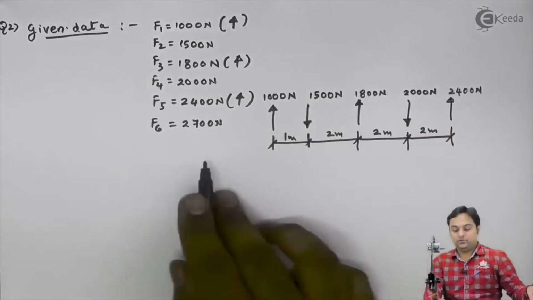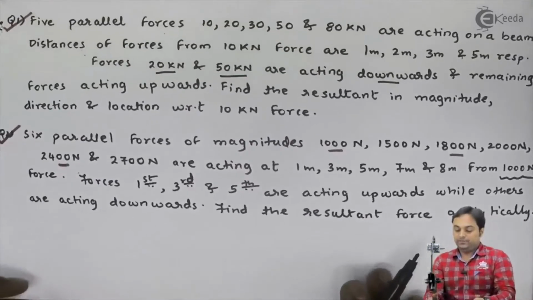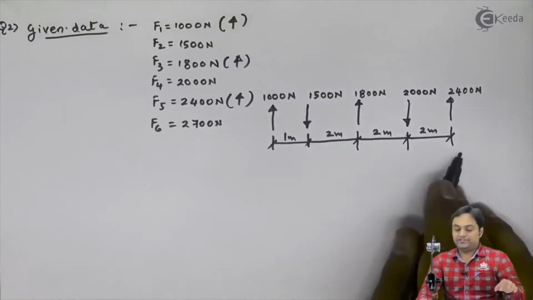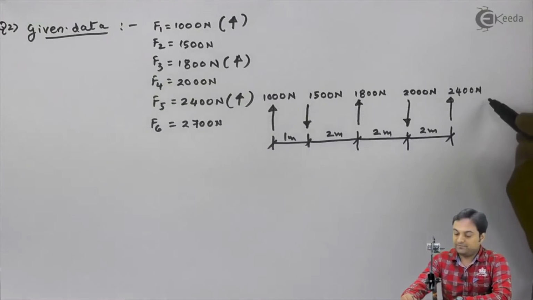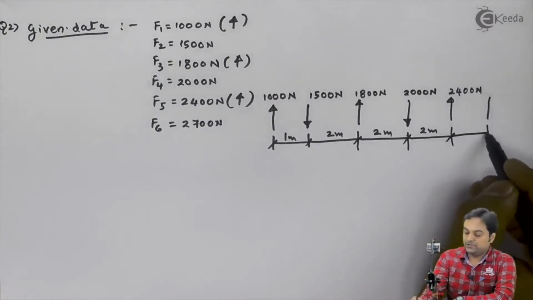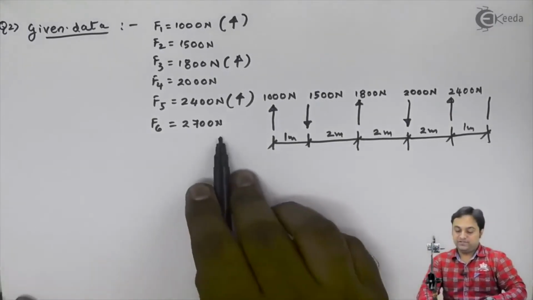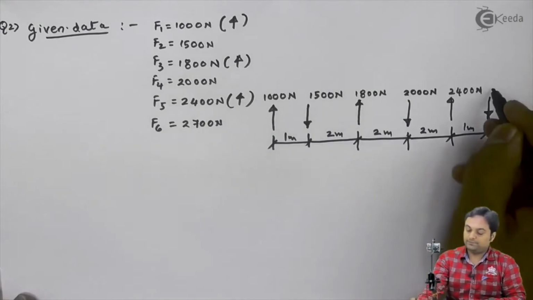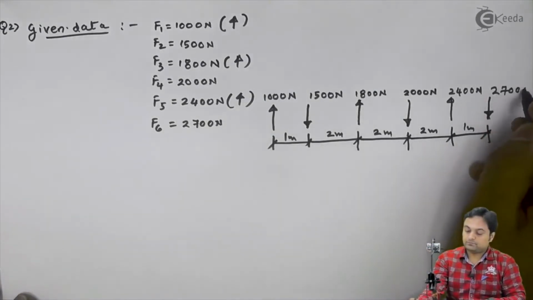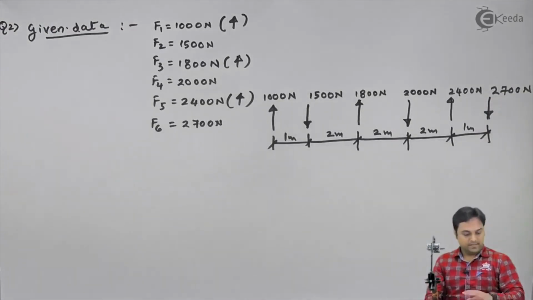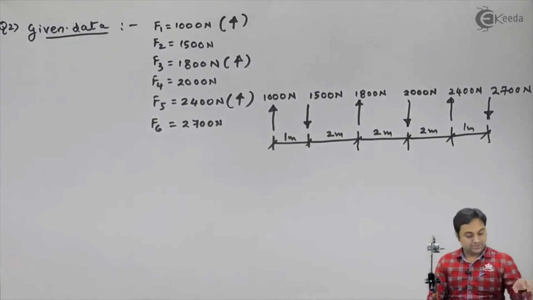Now what is left? 2700 Newton, that is located at 8 meter from 1000 Newton. So already 7 meters distance we have. The next is this 1 meter and the total distance becomes 8 meter. 2700 would be acting downward. So here I have located the parallel force system as per the directions given in the question.